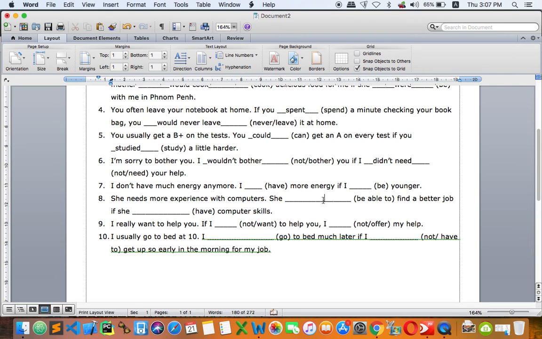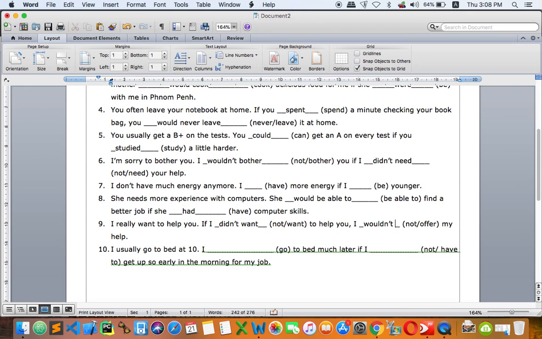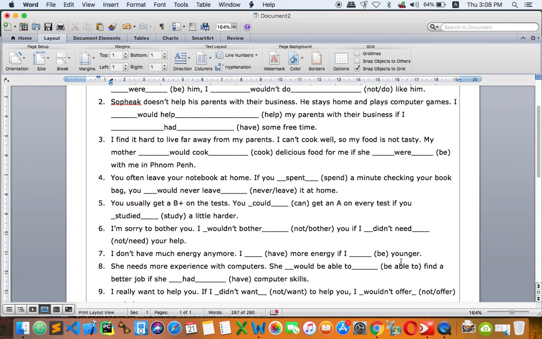And number 8, it is a main clause, so you can say would be able to, and in the if clause you can say if she had. All right, and number 9, if, so past, did not want, and then in this main clause we have to use modals: wouldn't offer. And number 10, I would go, and then if I didn't have to. Okay, all right, so these are the answers to your homework.